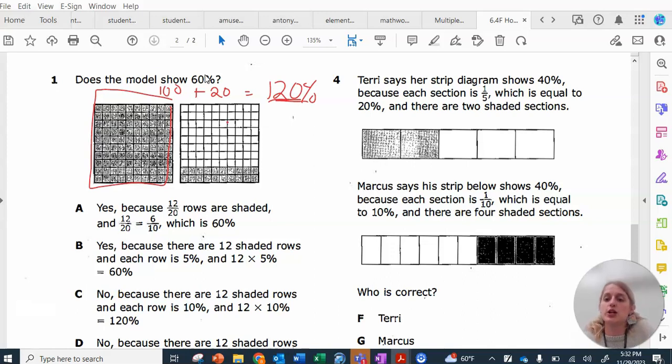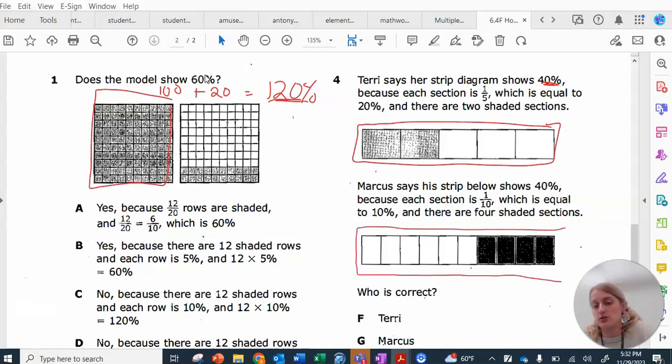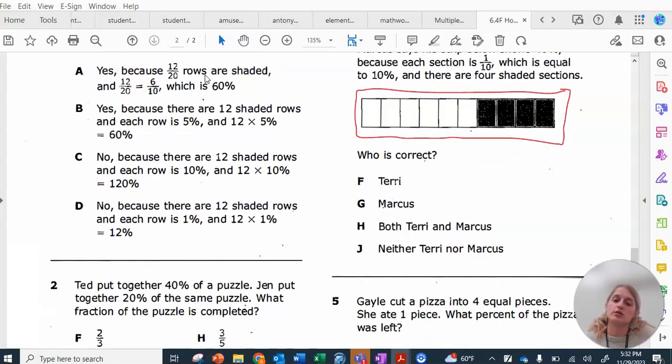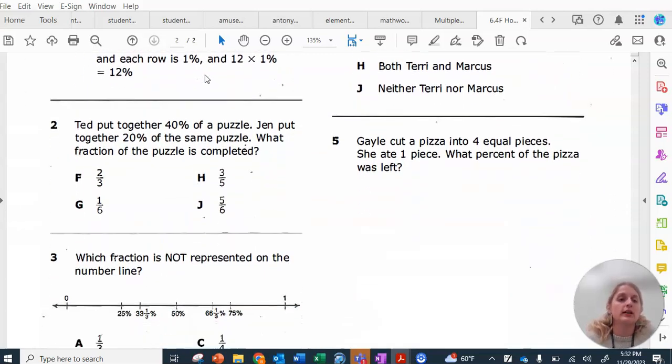In number 4, you are checking to see if this is 40%. Terry says it is, but you got to double check her work. Marcus says that this one is 40%. You got to double check his work. Maybe neither of them are right. Maybe both of them are right. Maybe only one of them is right. You need to tell me if you think each of them is right or wrong, and then choose the answer. Only Terry, only Marcus, both of them, neither of them. Who's correct?